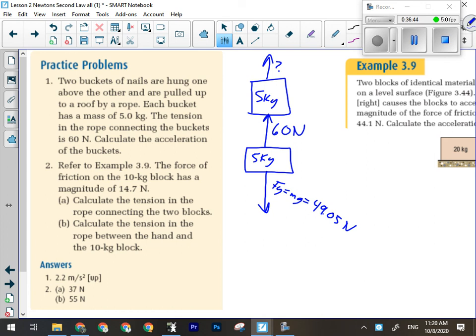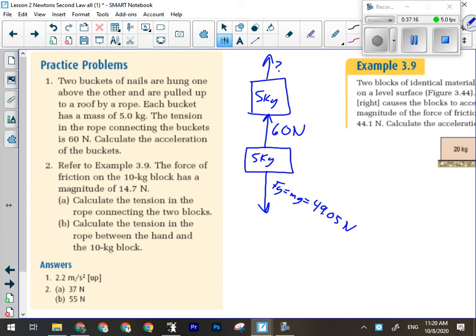I know how much is pulling up and how much is pulling down on the bottom bucket. Can I calculate the net force on just the bottom bucket? Yeah. Could I use that to calculate the acceleration of the bottom bucket? And since the bottom bucket and the top bucket are in the same system, their accelerations have to be the same. Okay? So I can calculate the acceleration of the system by calculating the acceleration of any single part of it as well. Okay? So the one we did before was use the whole system together and solve for this.